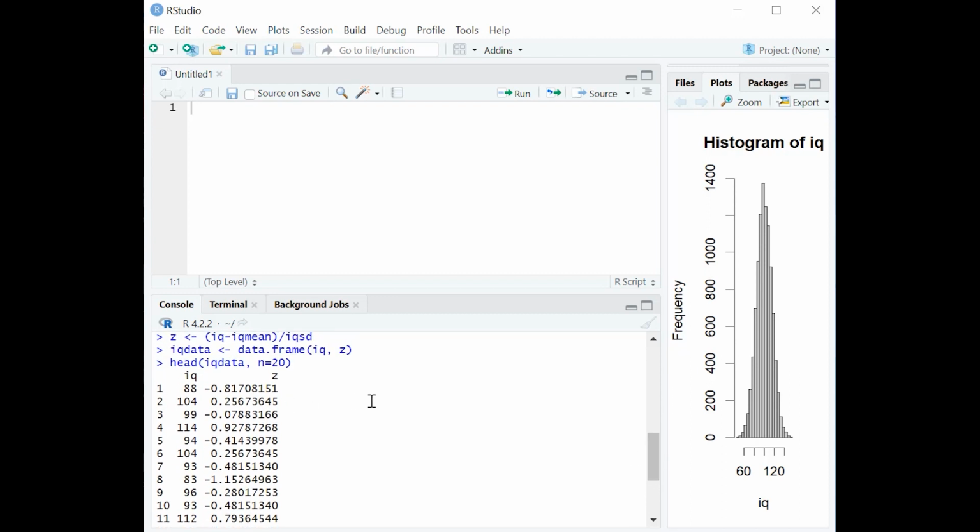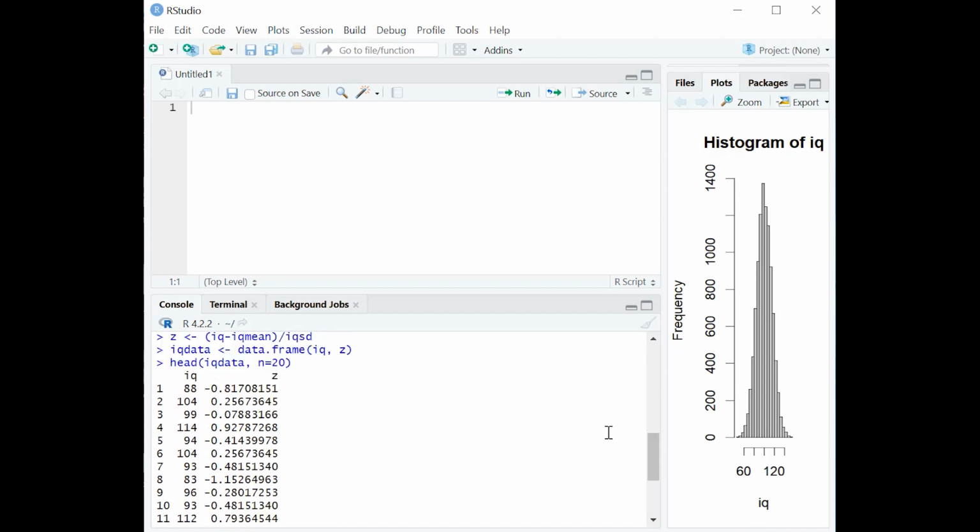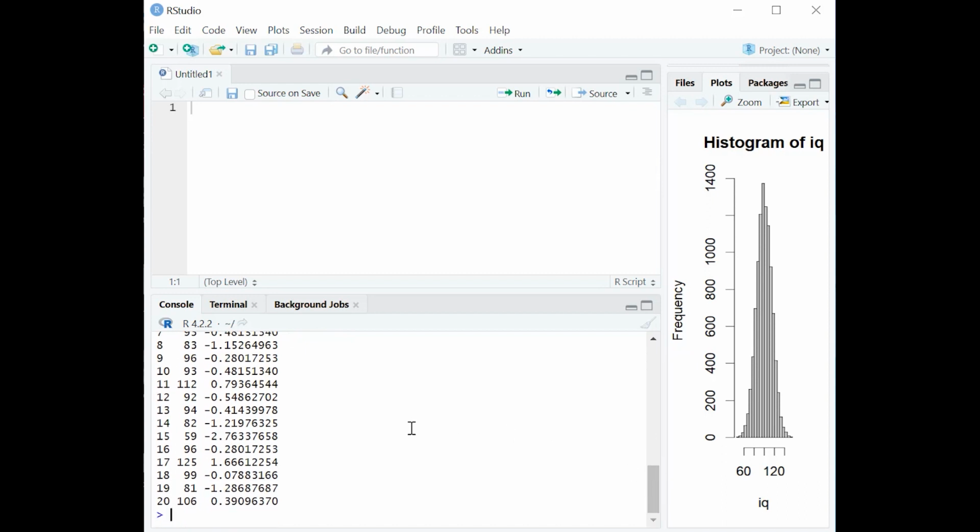All right, so here, for example, just theoretically, if you remember, 115 was supposed to be a z-score of 1 because with a standard deviation of 15, 115 is one standard deviation above the mean of 100, and we got pretty close. We got 0.93. This passes the smell test because anything below 100 has a negative z-score, which is what we would expect, and anything very, very close to 100 would have a z-score of about 0. I've used the head command to show you 20.